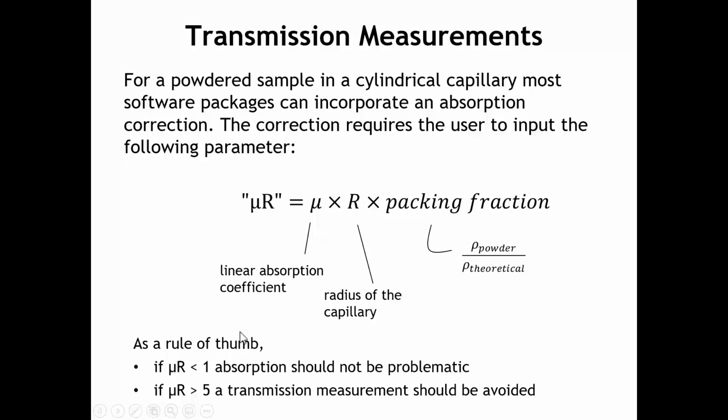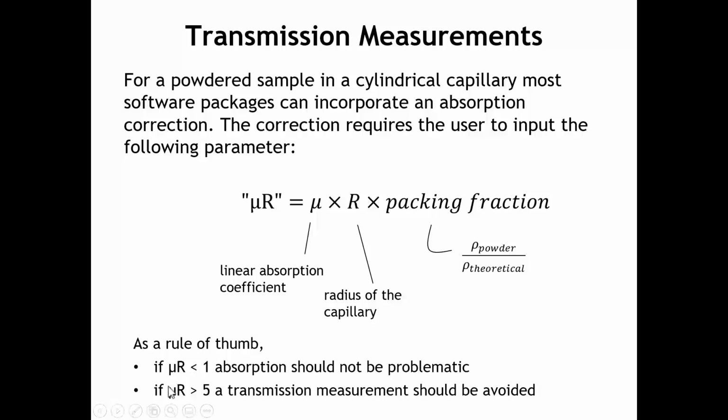And then that term should be ideally less than 1. If mu r is less than 1, then the absorption isn't going to be a big problem. And probably you can analyze your data without making an absorption correction. There's certainly no harm in doing that, and that would probably give you a little bit more accurate displacement or thermal parameters, but you don't have to worry too much about it.